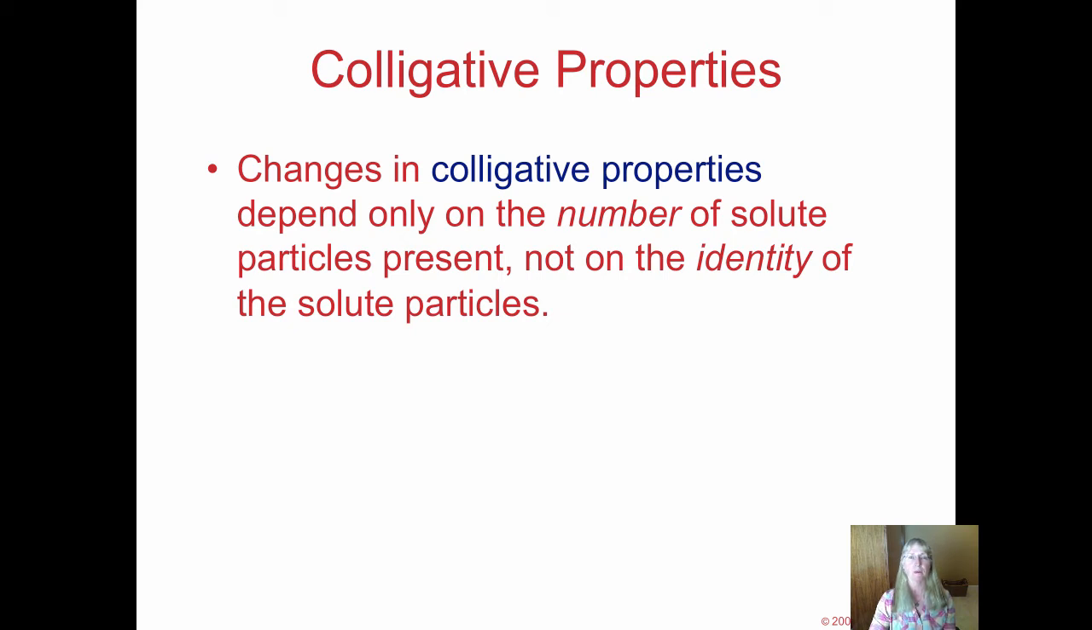This short podcast will cover Raoult's law, a way to calculate how vapor pressure can be lowered when you make a solution. Of course, we now know there are many colligative properties, and those again are properties which only depend upon the number of solute particles present, not on the identity of those solute particles.